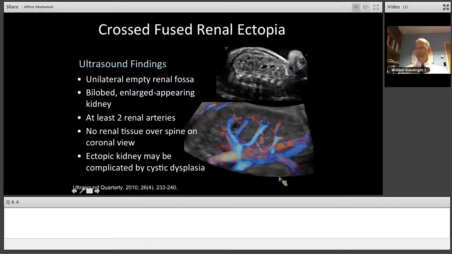So what you see on ultrasound: an empty renal fossa on one side, a large appearing kidney that doesn't look like a duplex kidney, and at least two renal arteries. Typically, you have multiple renal arteries, and when you look coronally to differentiate this from horseshoe kidney, you don't see any renal tissue over the spine on coronal view. That now ectopic kidney may be complicated by cystic dysplasia also, if that is the case.